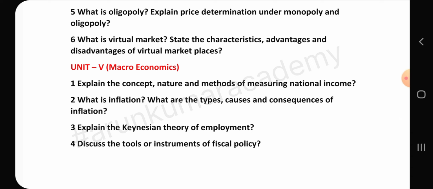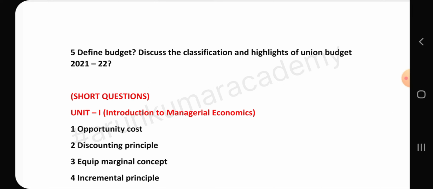Then Unit 5, it is macroeconomics. These are the questions, like explain the concept, nature and methods of measuring national income. Then what is inflation? What are the types, causes and consequences of inflation? Then explain the Keynesian theory of employment. Discuss the tools or instruments of fiscal policy. Define budget. Discuss the classification and highlights of Union Budget 2021 and 22.